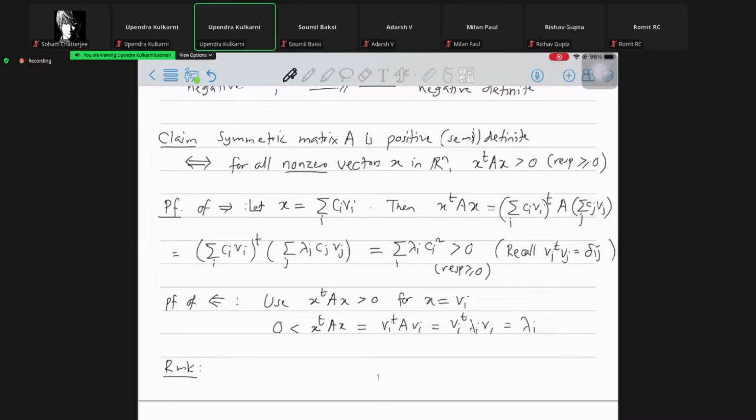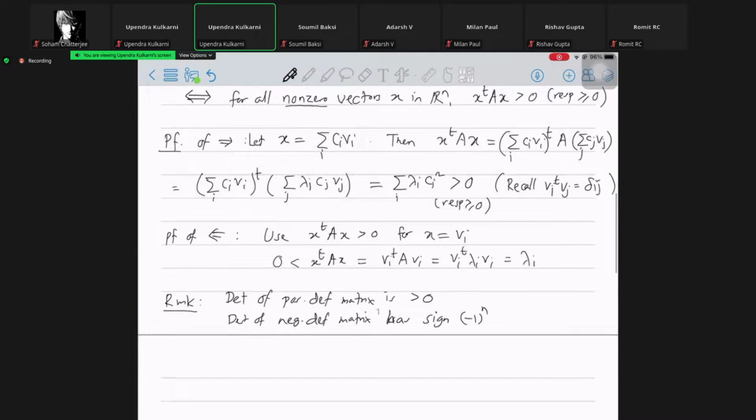So let's write this down. Determinant of a positive definite matrix is greater than 0, and determinant of a negative definite matrix has sign minus 1 to the n.